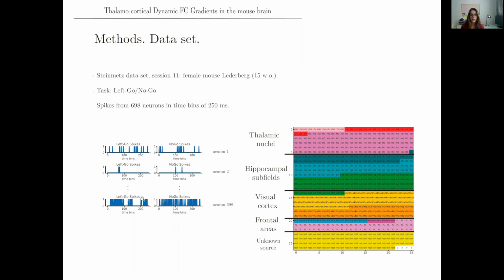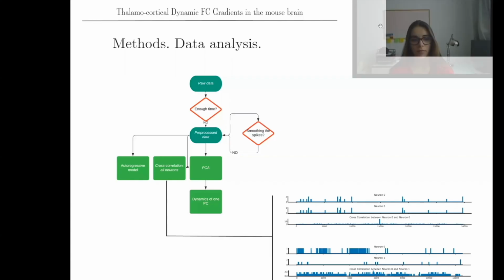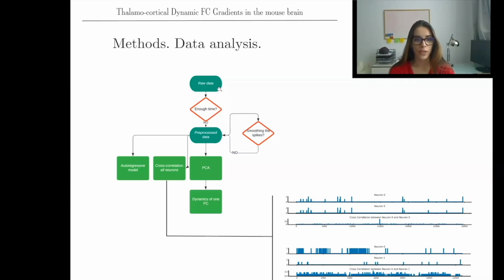This subset contained 250 milliseconds long recordings from 698 channels that corresponded to neurons in two thalamic nuclei, the lateral hypothalamus, some hippocampal subfields, visual cortices, and frontal areas, and these neurons are arranged in a manner that we expected the information to flow. After trying to use the raw data, we decided there was not enough time to make it work.